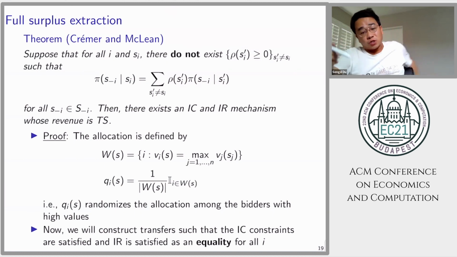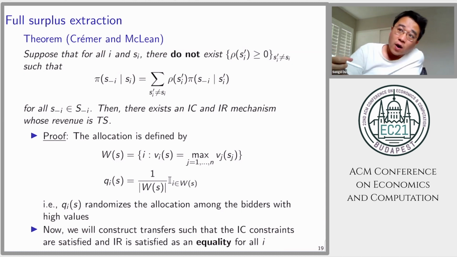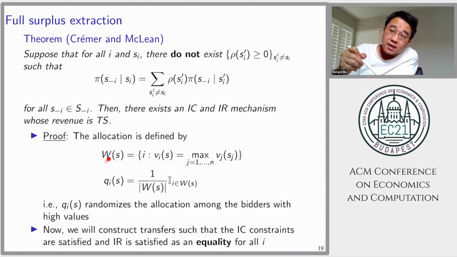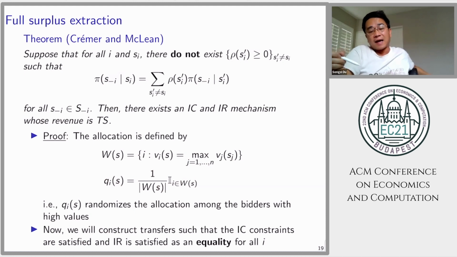Here, let me briefly go through the proof. The proof is quite simple. We basically have two steps. The first step is to achieve ex-post efficient allocation. So let us allocate the good to the bidder with the highest value. Let the allocation be the ex-post efficient allocation. And then the idea is to construct the transfer so that the IC condition is satisfied and the IR conditions are binding for every bidder and for every type.